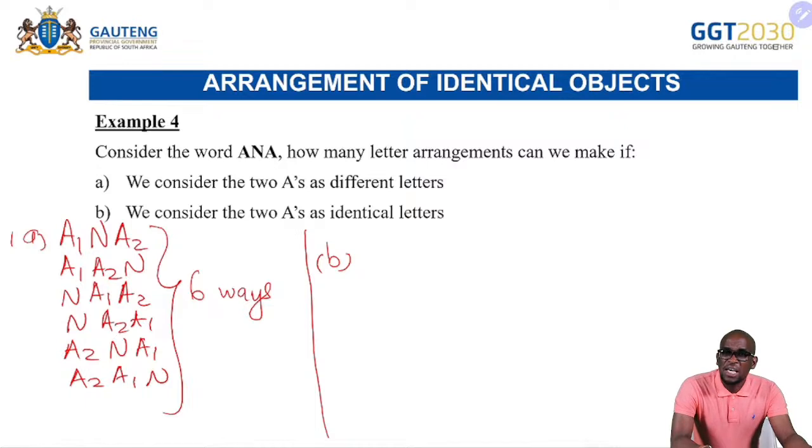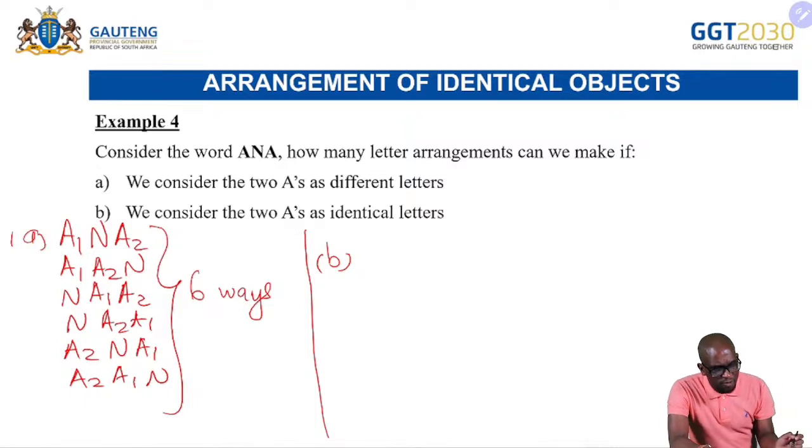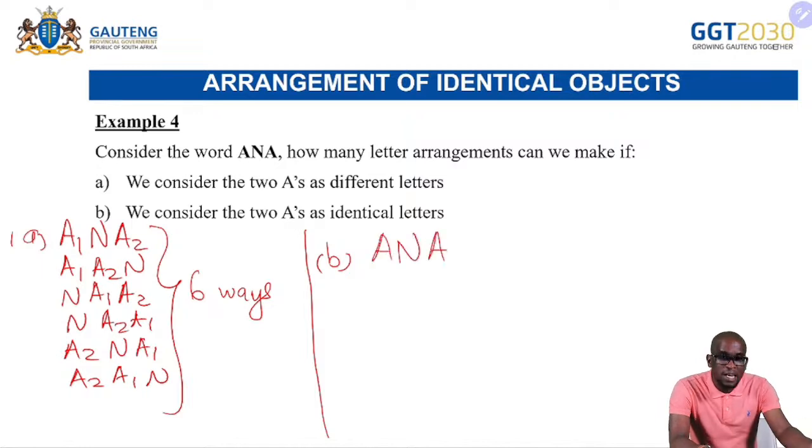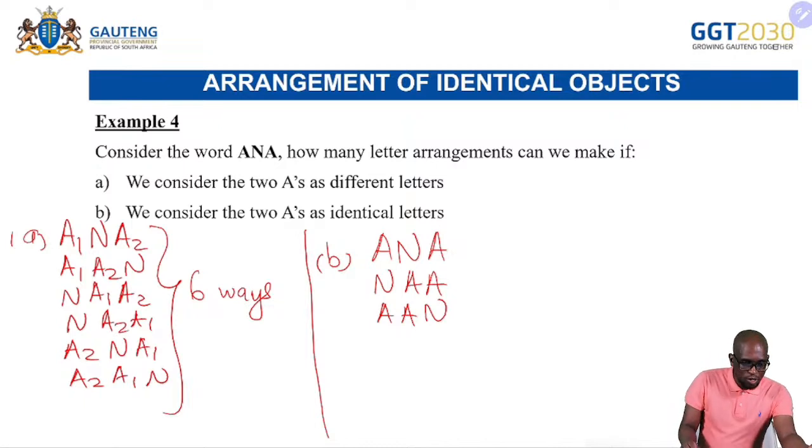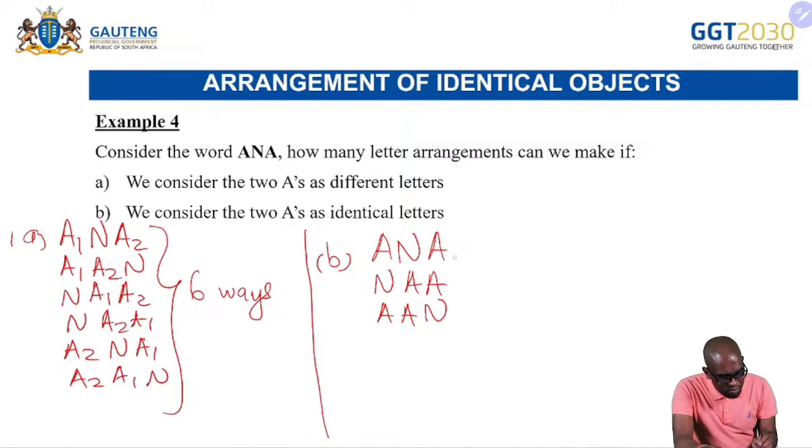If we consider the two A's as identical letters, then we have A, N, A. If they are identical, you can start with A, or alternatively you can start with N and have A and A. Or alternatively, you can start with the two A's and then the last one is N, because these A's are identical. So you can see that the total arrangements we can have here are reduced to now 3 ways.